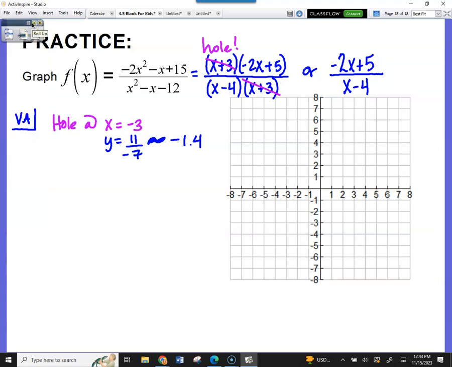If you don't like doing that, then just type in the calculator 11 divided by negative 7. You get negative 1 point something. It's going to round to probably negative 1.4. So that's where there is a hole. I'm going to go ahead and go to the graph and find it. I got left 3, down 1-ish. There's a hole there. And then now I'm going to finish the problem like normal. Looking at what's left, there's a vertical asymptote at x equals positive 4.